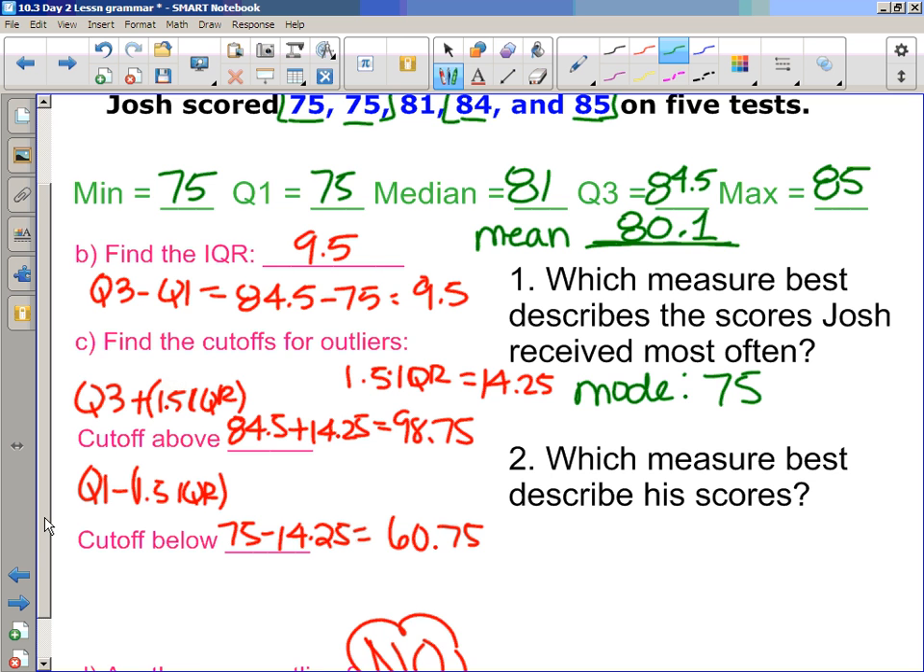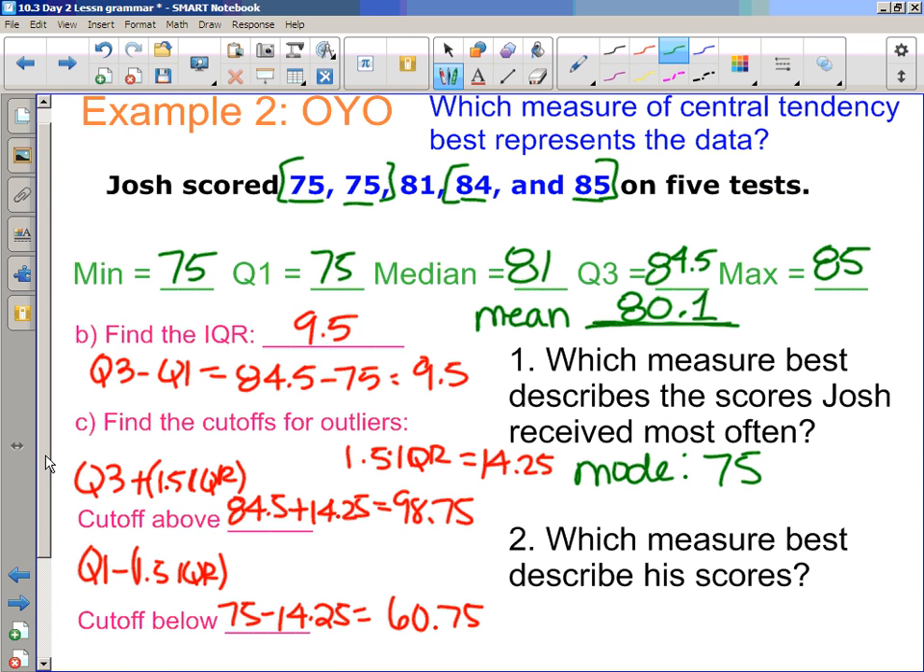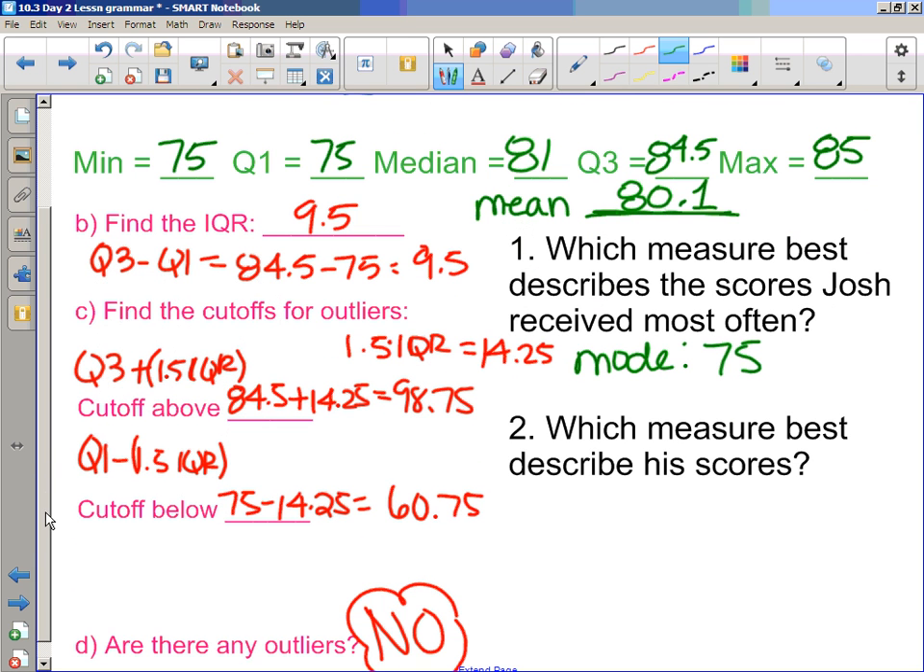Right, and lastly, it says, which measure best describes his scores overall? So if I look at this, an 81 for the median and an 80.1 for the mean, they're pretty close. I mean, he's getting 75, 81, 84, and 85. I would go with either one of those, the mean or the median. Since there's no outliers, the mean is not really being affected. So I would say that the mean best describes his scores because that's what we usually use. And there's no outliers, so the mean is not being dragged down or dragged up by a number. But since the median and mean are so close, you could go with either one, really.